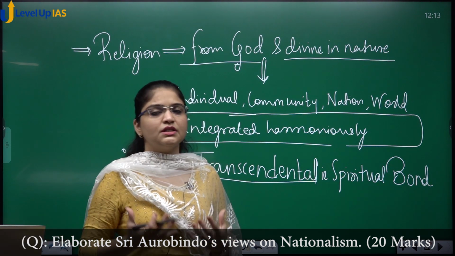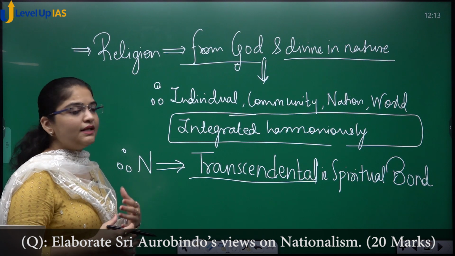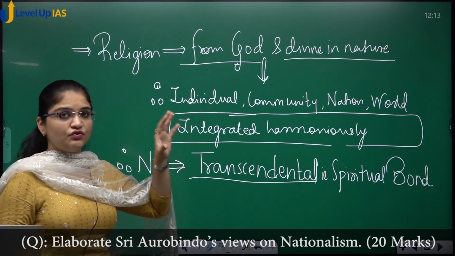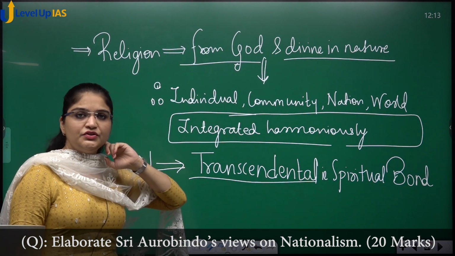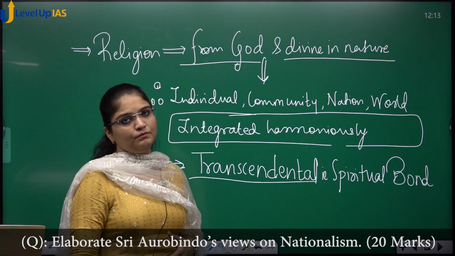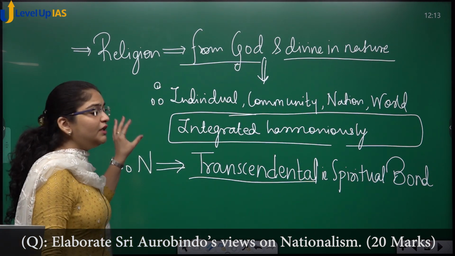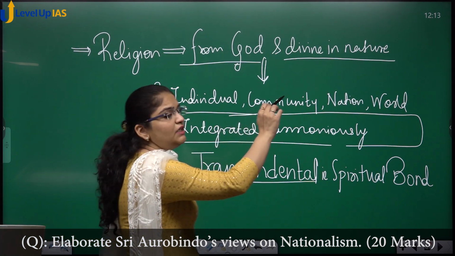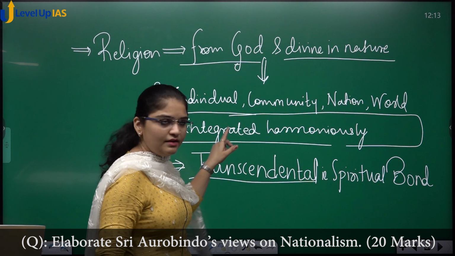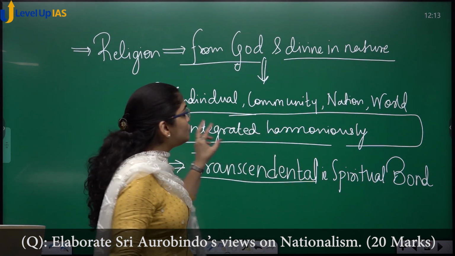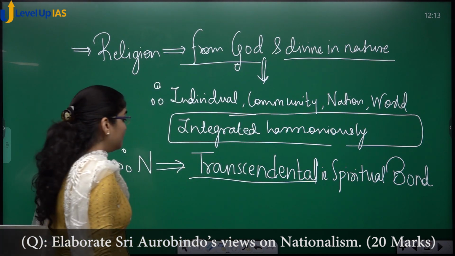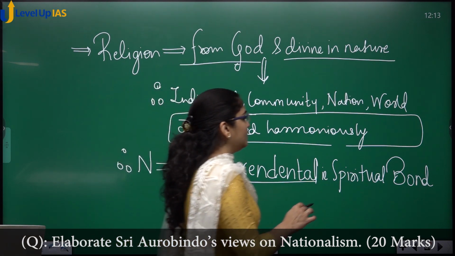And because both souls are growing, we link how nationalism is eventually derived from God and is divine in nature. So why this whole sphere of religion comes is because his idea is based on the Vedantic philosophy. Is it clear? Now he says, therefore, the individual, community, the nation and the world are all integrated harmoniously. There is no dichotomy or conflict between these elements. Is it clear? Therefore, nationalism for him is transcendental.